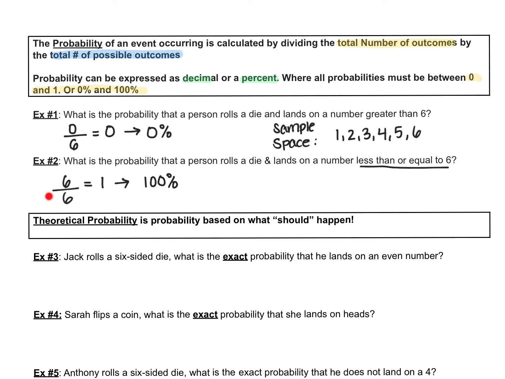So I use these two examples to show you that probability can range from 0% to 100% or from 0 to 1.